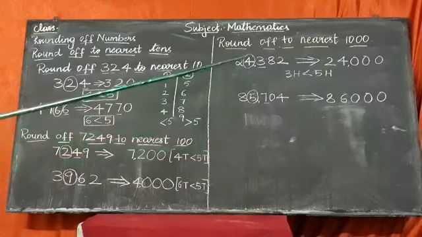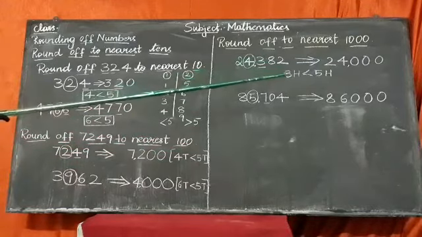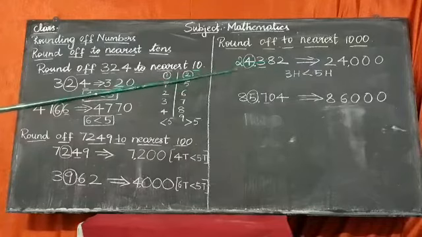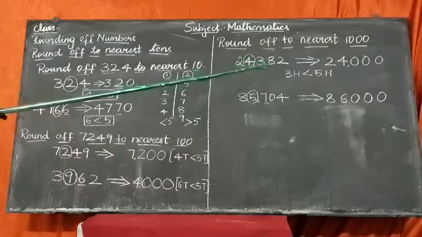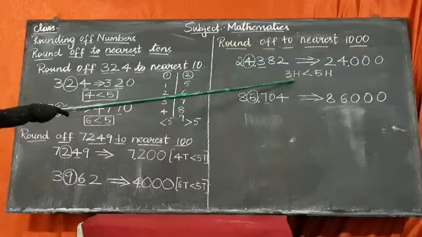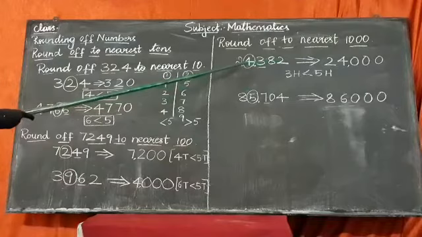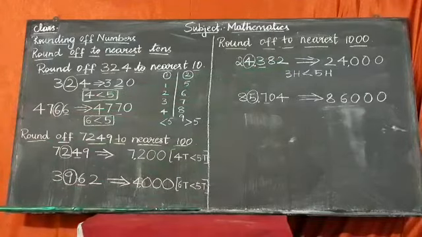So ones place, 2, will become 0. Tens place, 8, will become 0. 3 will become 0. 4 remains the same because it is lesser. We are not increasing. 4 remains the same and 2 as it is. So we can read that number as 24,000.